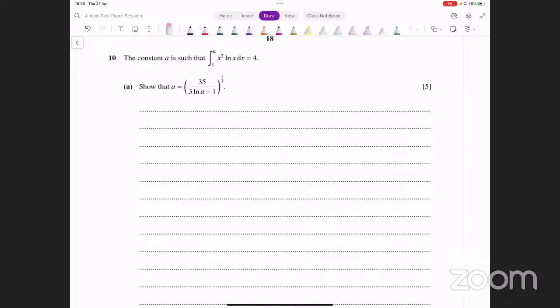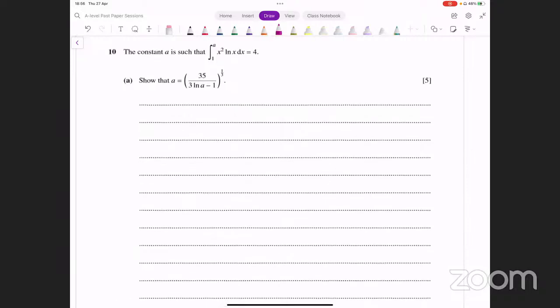प्रोडक्ट को इंटीग्रेट करने का हमारे पास सिर्फ एक ही मेथड है, दैट्स इंटीग्रेशन बाय पार्ट्स. अनलेस उसने क्वेश्चन के अंदर सब्स्टिट्यूशन दी हो, फिर आप सब्स्टिट्यूशन यूज करेंगे. अगर सब्स्टिट्यूशन नहीं दी हुई है, देयर इज ओनली वन वे वी कैन इंटीग्रेट प्रोडक्ट्स एंड दैट इज इंटीग्रेशन बाय पार्ट्स. सो दैट्स व्हाट वी यूज हियर. वी से लेट्स डू इंटीग्रेशन बाय पार्ट्स. इंटीग्रल ऑफ x square into ln x with respect to x with limits 1 to a.